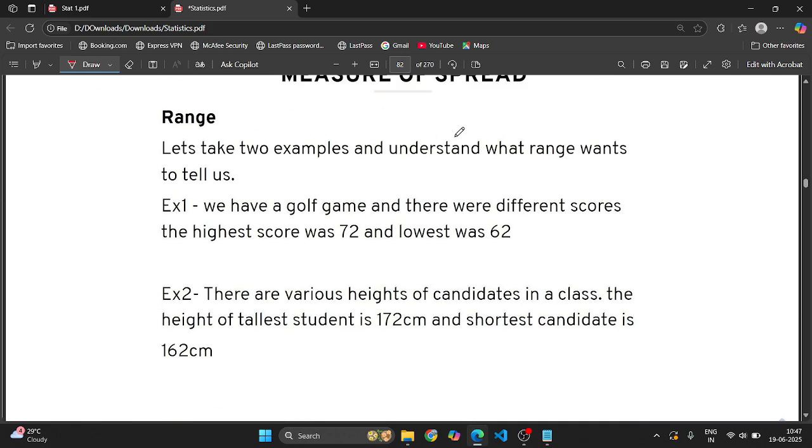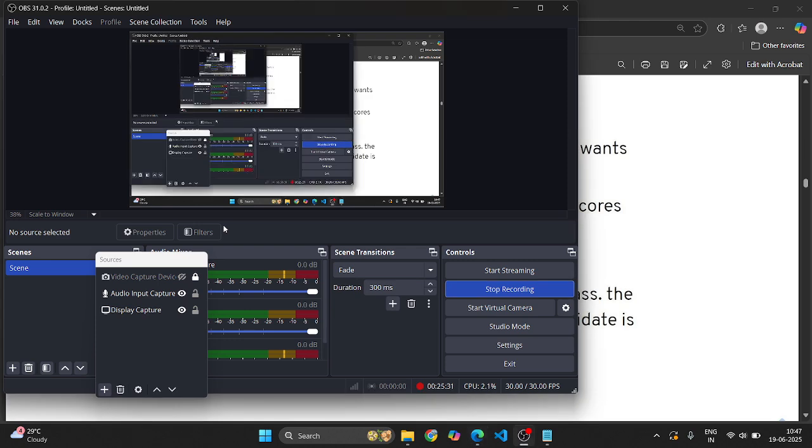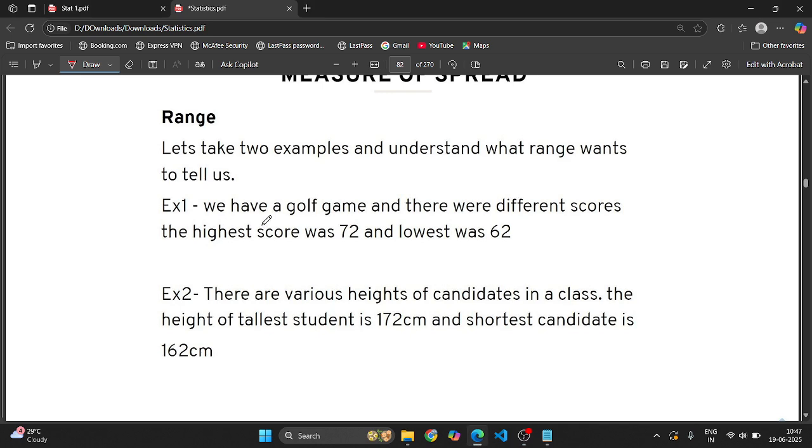Let's take two examples and understand what the range wants to tell us. For example, we have a golf game and there were different scores. The highest score was 72 and the lowest score was 62. So the range will be 10.